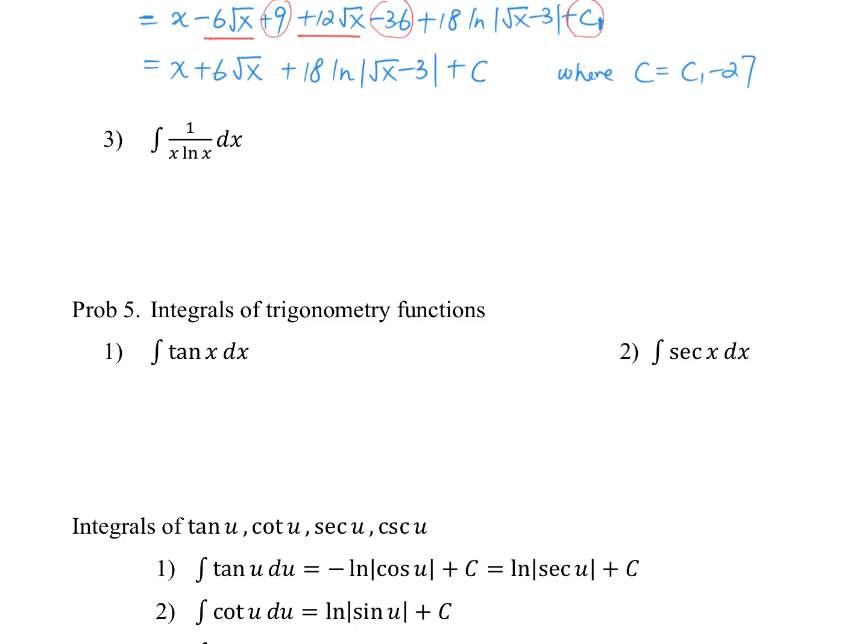So here actually you don't want to call the whole thing u, you want to call u as ln(x), because the du, which is 1 over x, you see the du right there, right? So that's how you should approach this problem. So du is 1 over x dx. And now this 1 over x dx, that's your du. And the ln(x) in the denominator, that's your u.